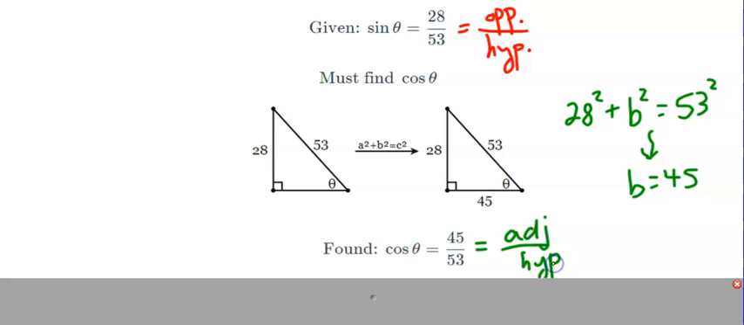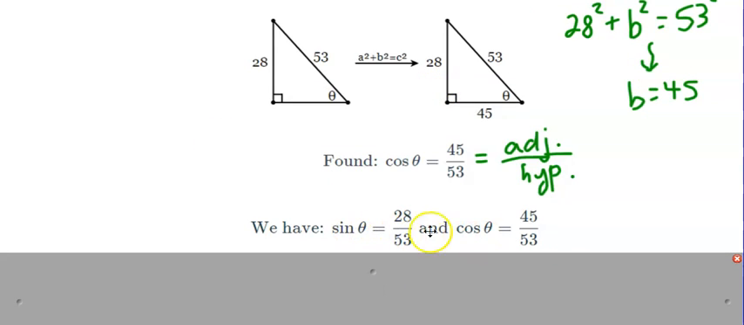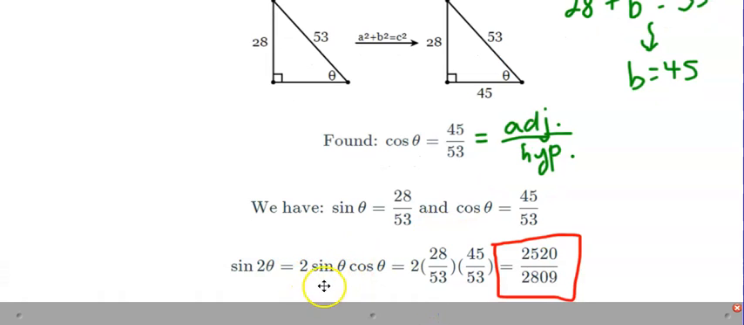So once you have that fraction for the cosine theta set up, now we have both trig functions for sine theta and cosine theta for this problem, and now we just substitute it into our formula. So the 28 over 53 takes the place of sine theta, and the cosine theta 45 over 53 replaces the cosine function in that. So 2 times 28 over 53 times 45 over 53 gives us the final answer.